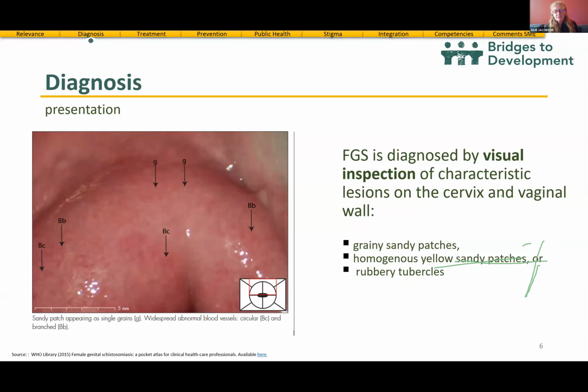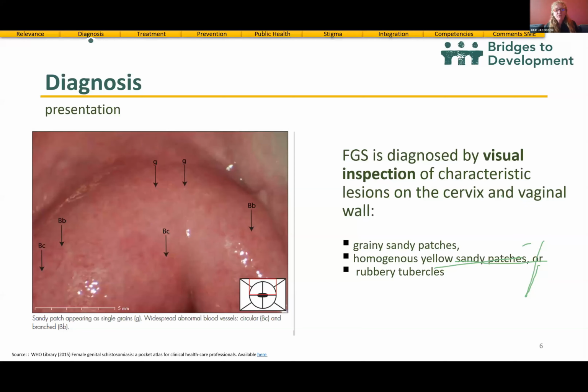We have several experts on looking at the cervix. This is a picture of the cervix from a cervical exam. The way we define and diagnose female genital schistosomiasis is by visual inspection. When you look at the cervix, you see lesions specific to female genital schistosomiasis, with grainy sandy patches. They have a yellowish color to them, these homogeneous yellow sandy patches, and rubbery tubercles.